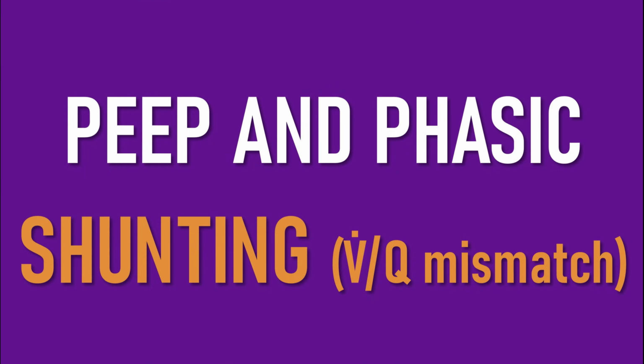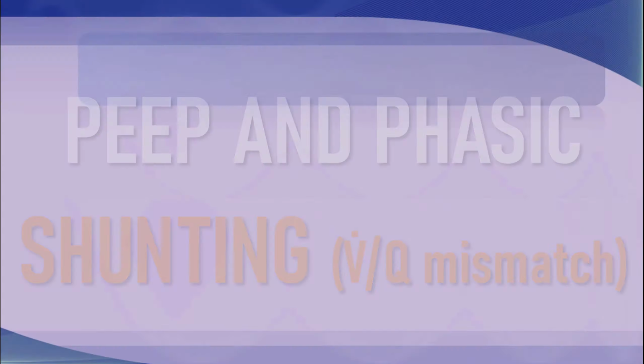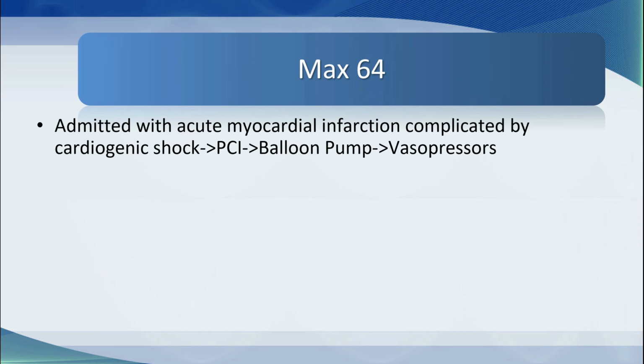PEEP and phasic shunting or phasic ventilation perfusion mismatch. Max is 64 and he was admitted to hospital with chest pain. He had a myocardial infarction and that was complicated by cardiogenic shock. He was treated with a percutaneous coronary intervention, a stent, but required an intra-aortic balloon pump after the procedure and then required vasopressors to get off the balloon pump.